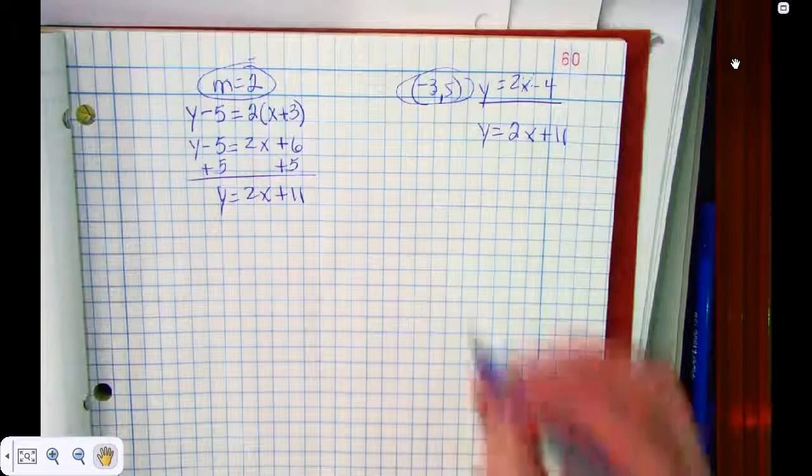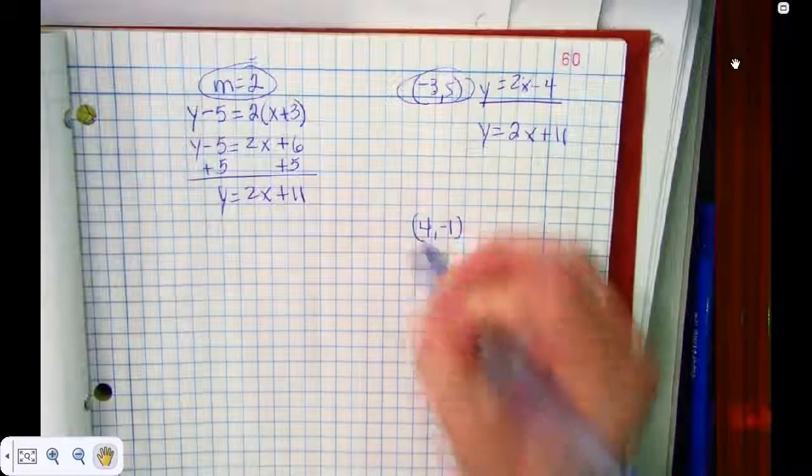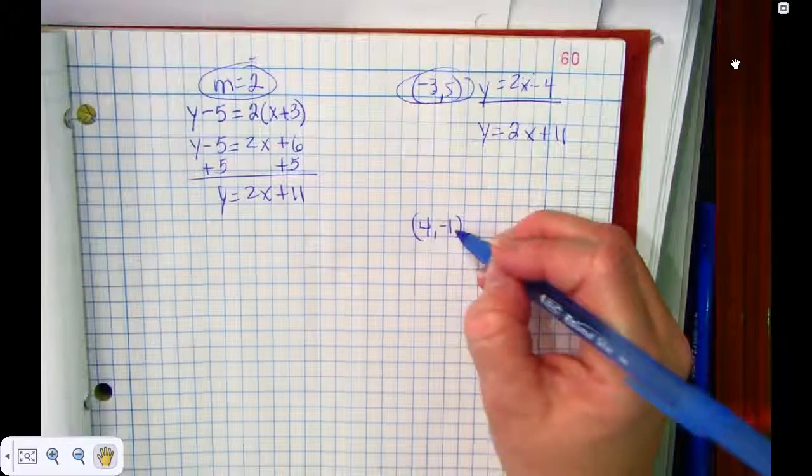Okay, let's do another one. The point is 4, -1. You can do it on the white side or grid side. It doesn't matter. We're not graphing it. 4, -1.